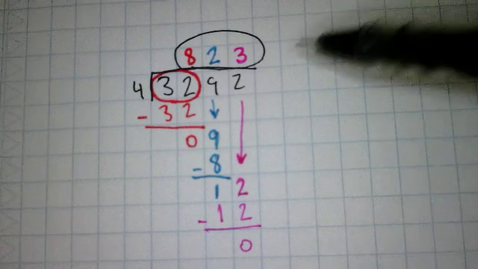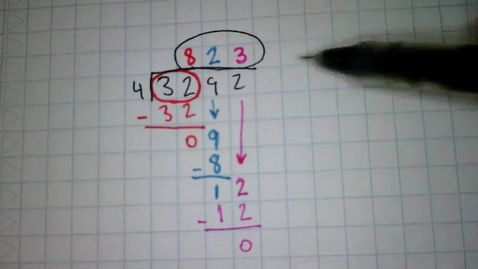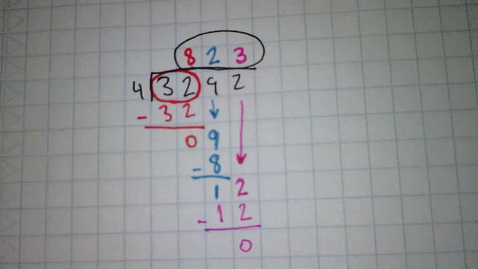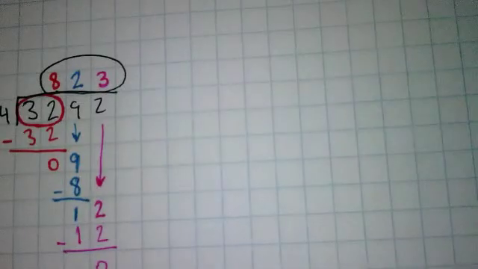Alright, so remember, if there's no remainder, you do not need to write remainder 0. You just leave it blank up here. We don't need to write remainder 0. Okay, let's try one more.